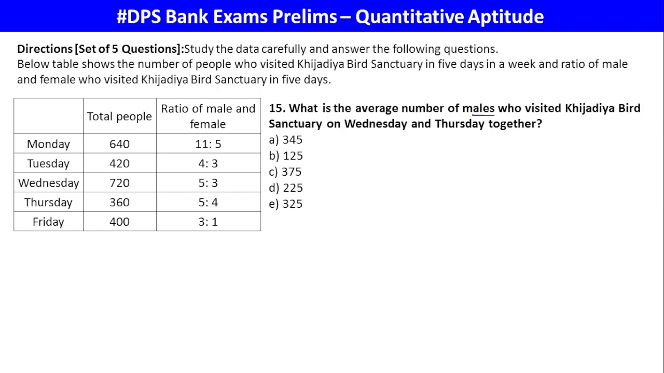What is the average number of male who visited on Wednesday and Thursday? Wednesday 5 parts, total 8 9 times 5 9 times, total 9 4 times. Male is what we need, right? 9 4 times 5 4 times 20 upon 2, 650 upon 2, 325, option E. Done. Yes. Next question.